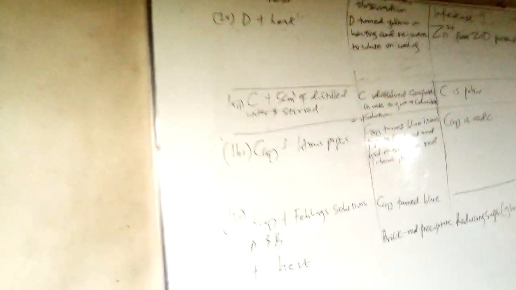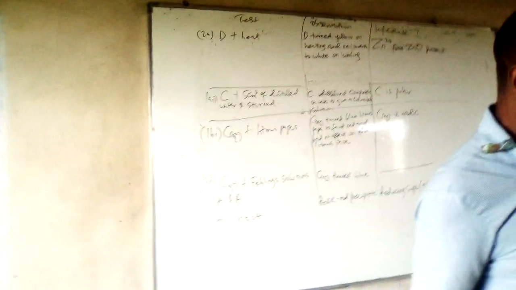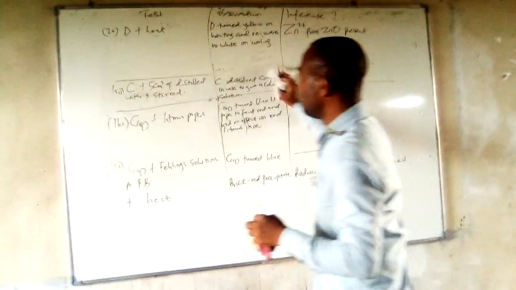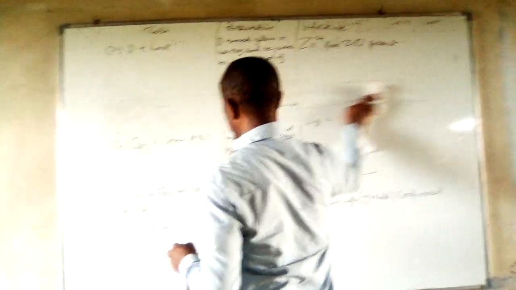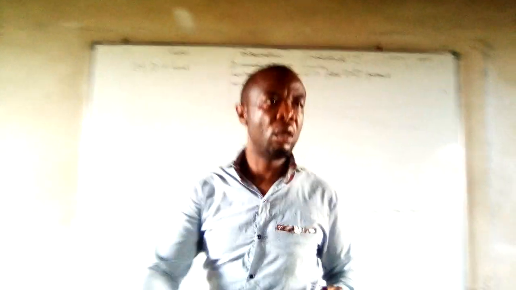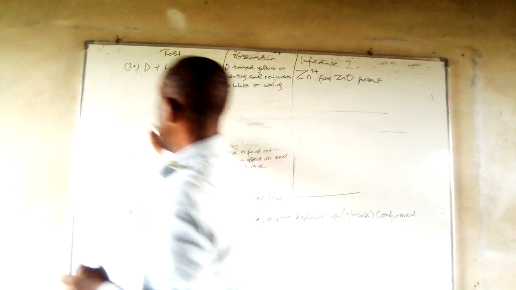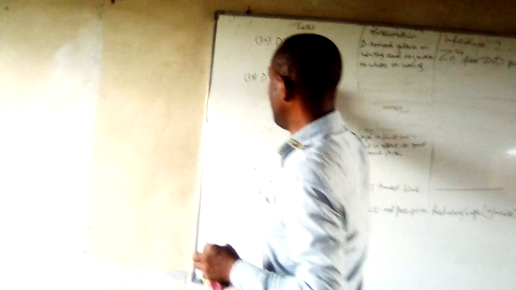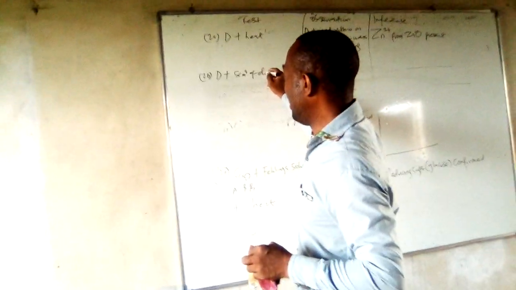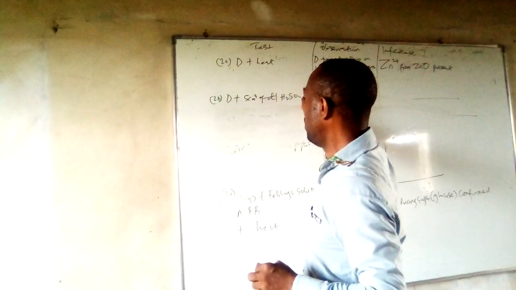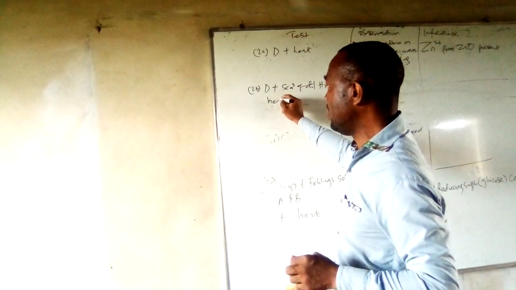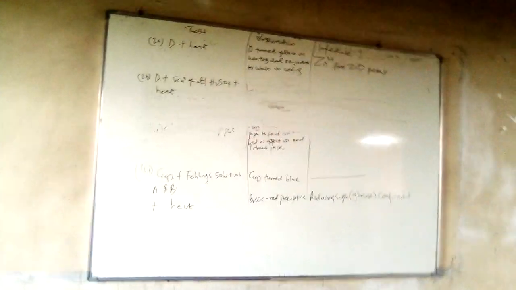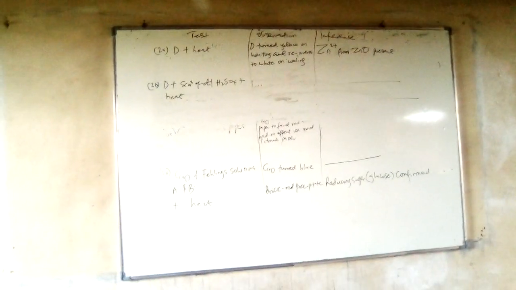So having done that, what is the next thing? What is the next test we have to do? Add what? D plus 5 cm cube of dilute H2SO4 plus heat. That means heat. So we look for H2SO4 and add some amount of it, that is C, to D.